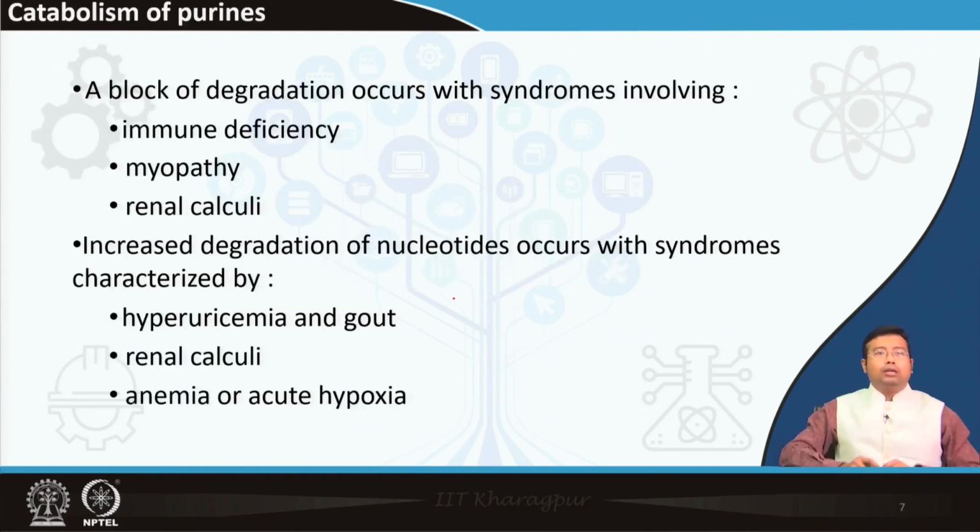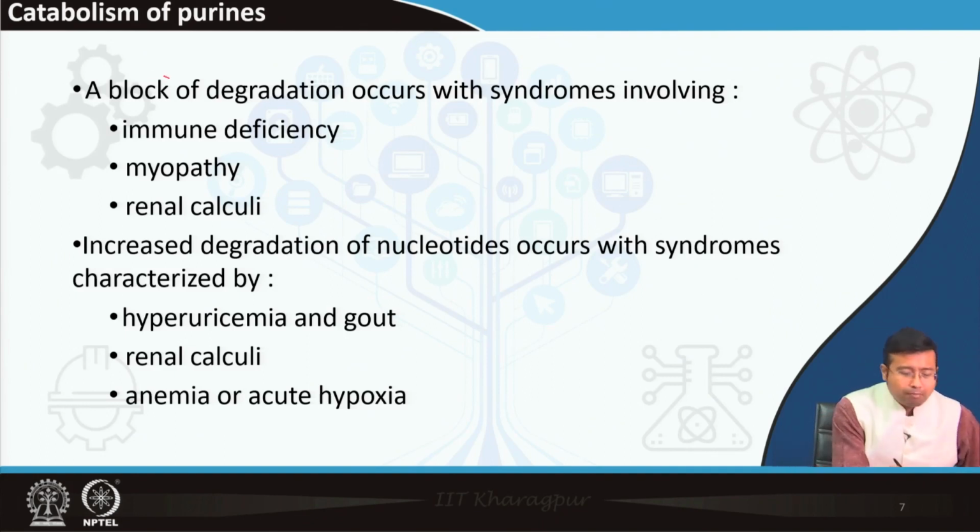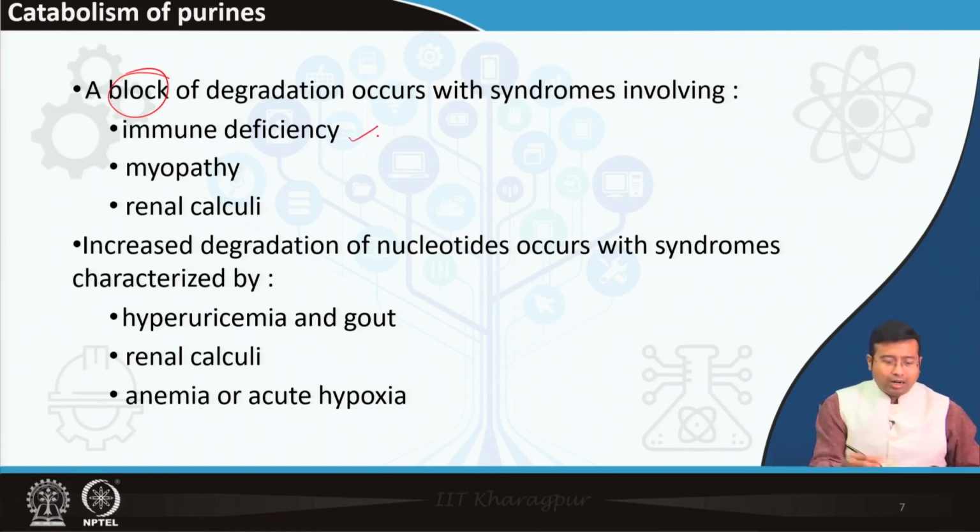We will again be looking into the mechanism. The common symptoms produced when there is a block in degradation are immune deficiency, myopathy, that is muscle disorder, and stones, renal calculi, meaning stones in the kidney. Whenever the opposite is happening, that is increased degradation of nucleotide, the symptoms are characterized by hyperuricemia and gout. A common symptom is renal stones and anemia or acute hypoxia, all right.